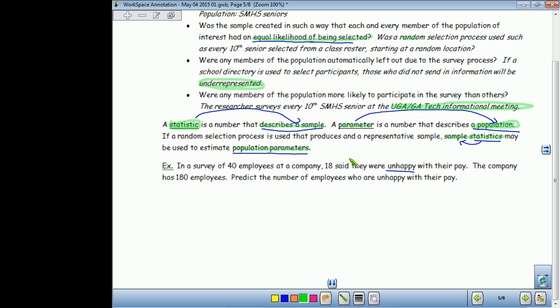So this is taking a sample statistic and applying it to the entire population. So how would you do that? Parameter. So you would multiply. You divide 18 by 40 and then multiply that by 180. 18 over 40 times 180. Now, that would mean that we would have 81 people that were unhappy with their pay.